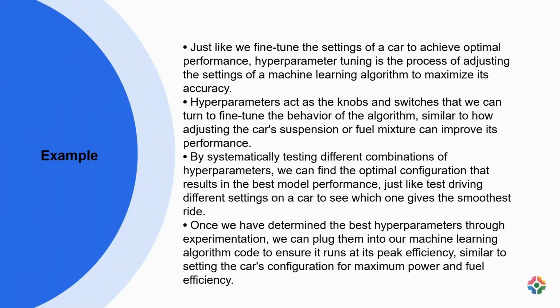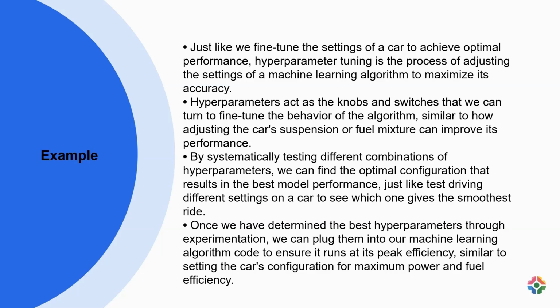Just like we fine-tune the settings of a car to achieve optimal performance, hyperparameter tuning is the process of adjusting the settings of a machine learning algorithm to maximize its accuracy. Hyperparameters act as the knobs and switches that we can turn to fine-tune the behavior of the algorithm, similar to how adjusting the car's suspension or fuel mixture can improve its performance.